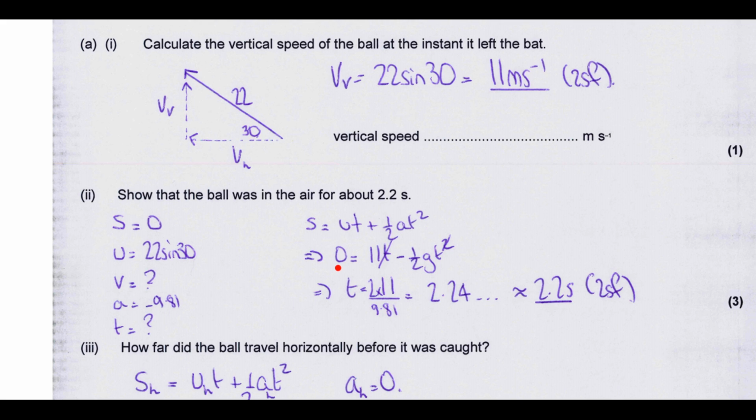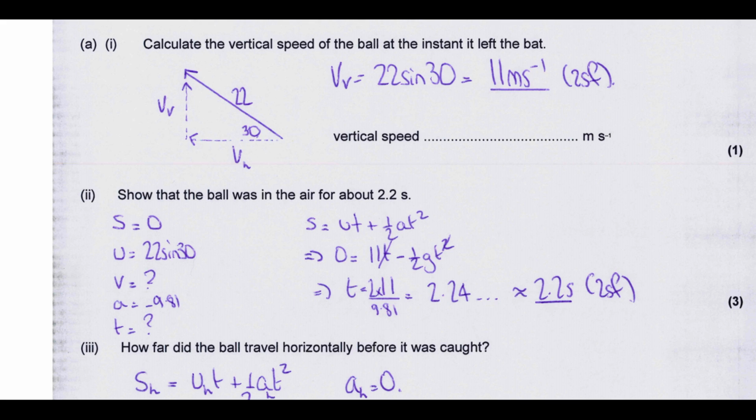We put s equals 0, which allows us to cancel two of the t's across, because that is equivalent to the solution t equals 0. Rearrange, and you get 2.24, which you can simplify to 2.2 seconds. The other way you can solve this is actually, because there's no air resistance, the speed at the end will be equal and opposite to the speed at the start because it returns to the same height. So you could have done this with v equals u plus at, where you put v is minus 22 sin 30 and u is plus 22 sin 30.